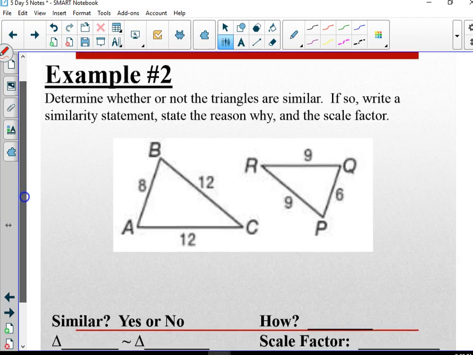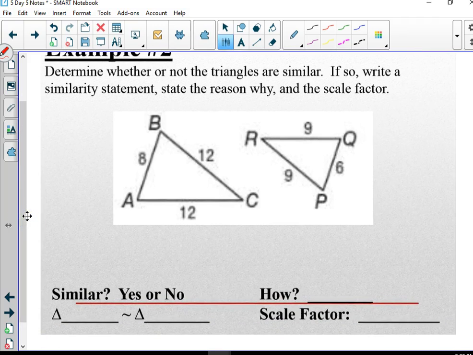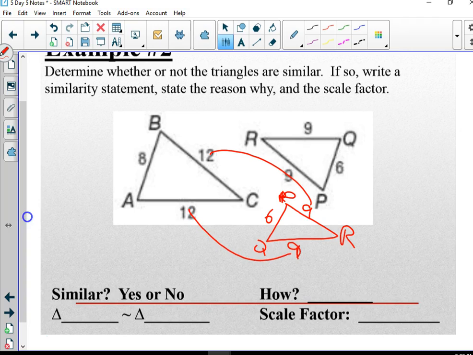Example 2. Well, obviously no angles listed, so this is not going to work for AA or SAS. So we're looking at a possibility of SSS. So I'm going to rotate this so they look the same. So Q is going to be down here, P up here, that's an R. So RP is 9, and so is RQ, and then this is 6. So now we can see 12, 9, and 8, 6.